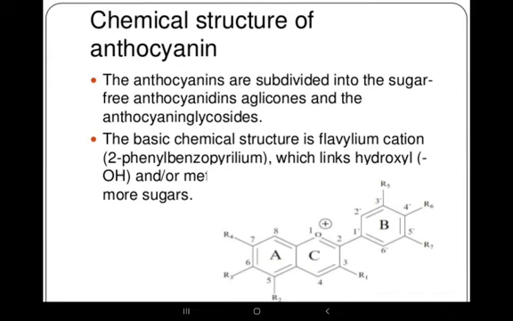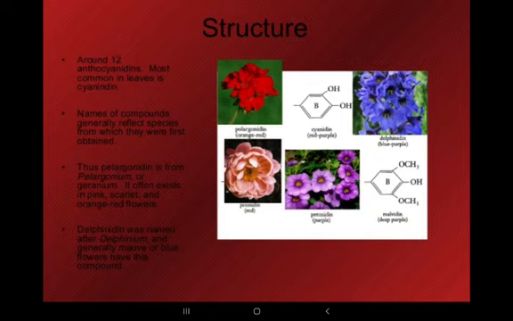This slide also describes the structure. These are the structures of the anthocyanins belonging to various flowers. There are around 12 anthocyanidins, the most common in leaves being cyanidin. The common name is anthocyanidins, but in leaves it is in the form of cyanidin. The names of compounds generally reflect the species from which they were first obtained.